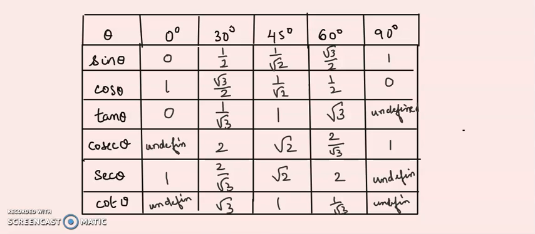Just the descending order gives us the cos. So cos 0 is 1, cos 30 is root 3 by 2, cos 45 is 1 upon root 2, cos 60 is half, and cos 90 is 0. Tan 0 is 0, tan 30 is 1 by root 3, tan 45 is 1, tan 60 is root 3, and tan 90 is undefined. Why? Because 1 divided by 0 is undefined.